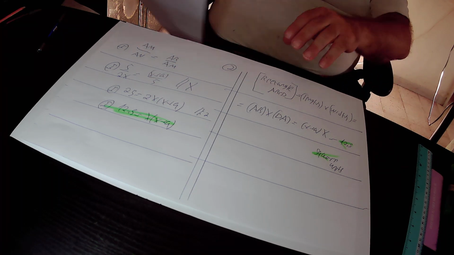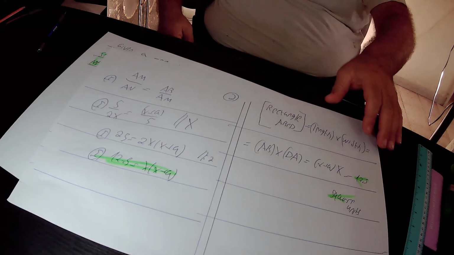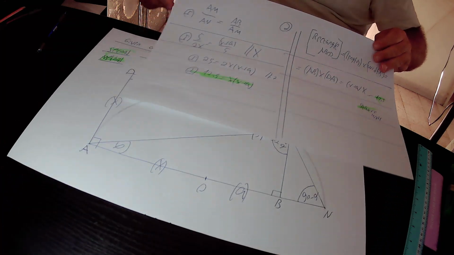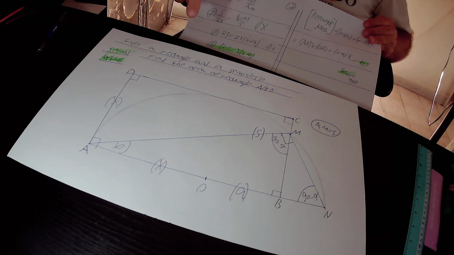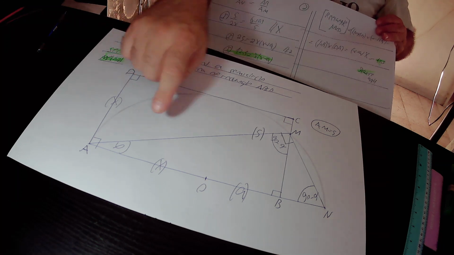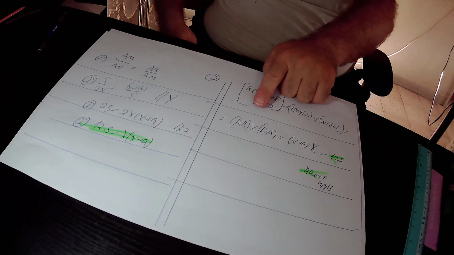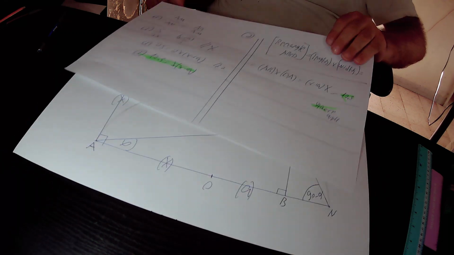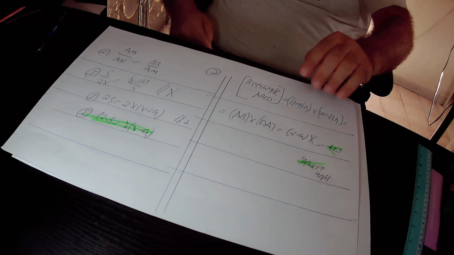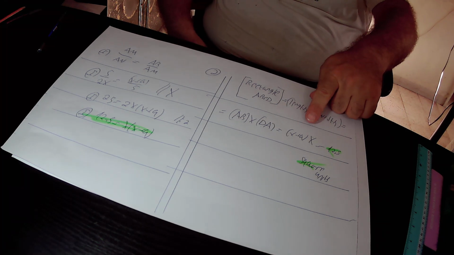Our mission is to find the area of this rectangle ABCD. So what is the area of rectangle ABCD? We know that the area of any rectangle equals the length of the rectangle times the width. The length of this rectangle ABCD is AB, and the width is DA. So the area of rectangle ABCD must be equal to AB times DA. AB is x plus a, and DA is x. So the area of rectangle ABCD must be equal to x plus a times x.